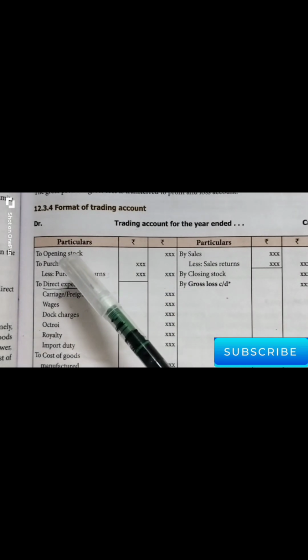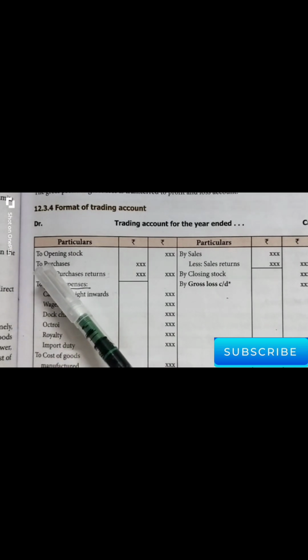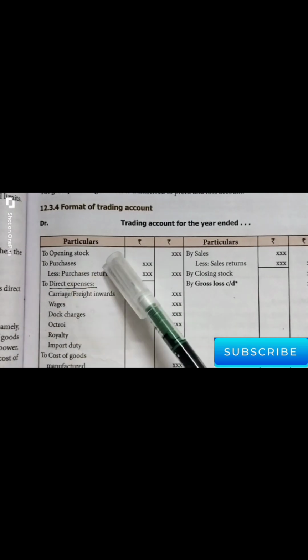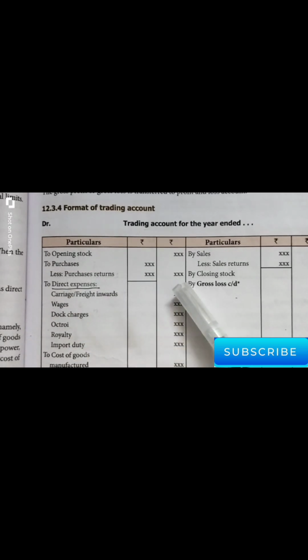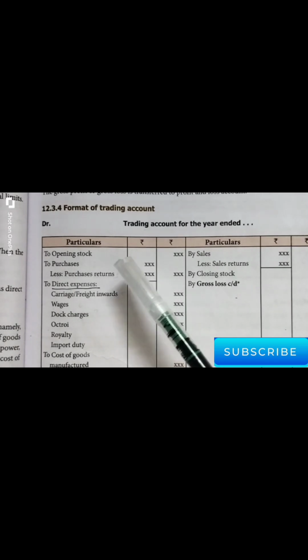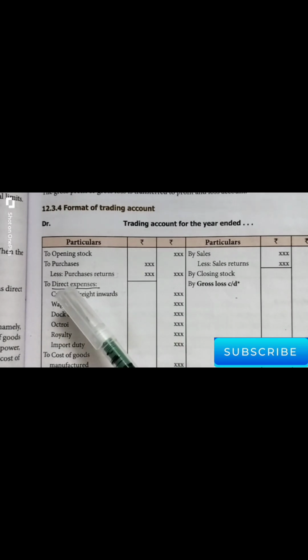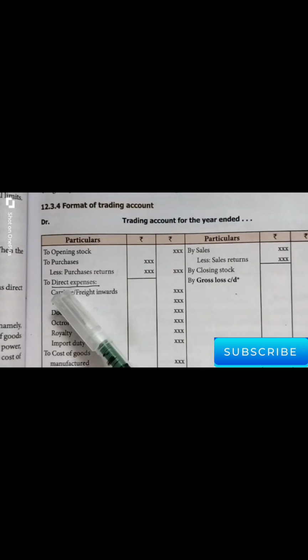What items appear on the debit side of the trading account? First, we always start with opening stock, and always start with the word 'To'. So opening stock, purchases. If purchases return is given, we have to subtract purchases return from purchases and we get net purchases. You enter the purchases amount in the inner amount column, and after the small calculation, that is, after subtracting purchases return from purchases, you enter the net purchases in the outer amount column. Then direct expenses.